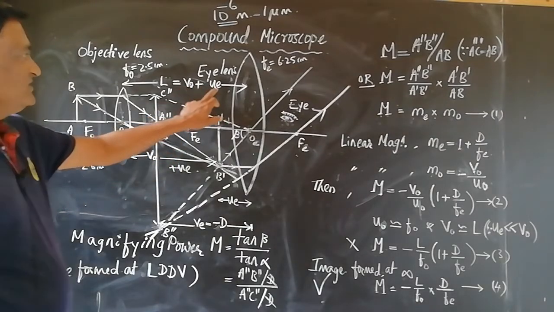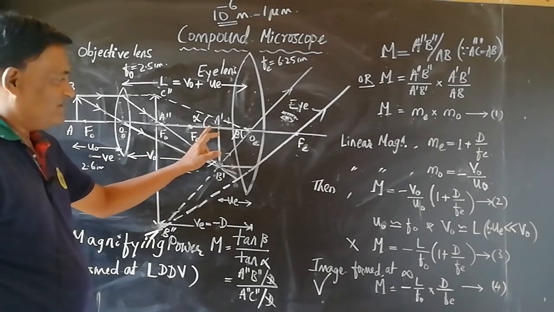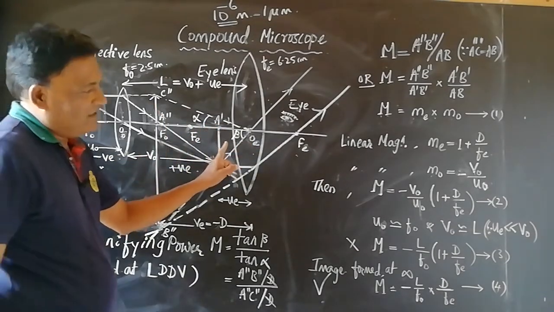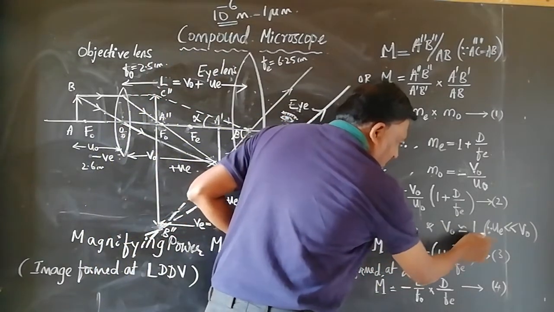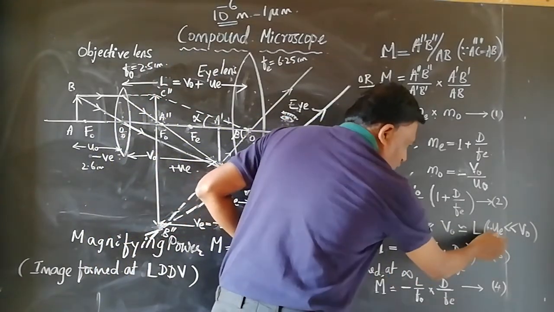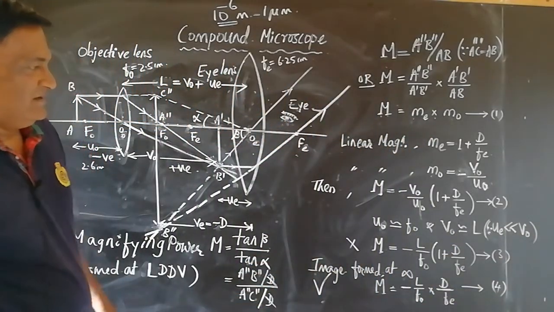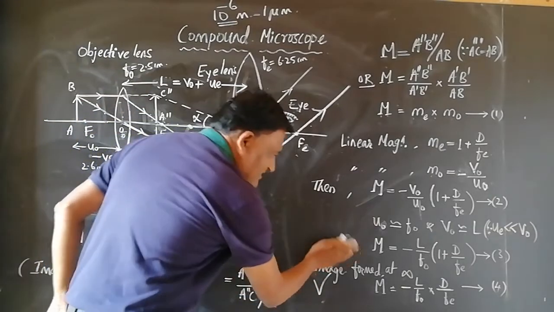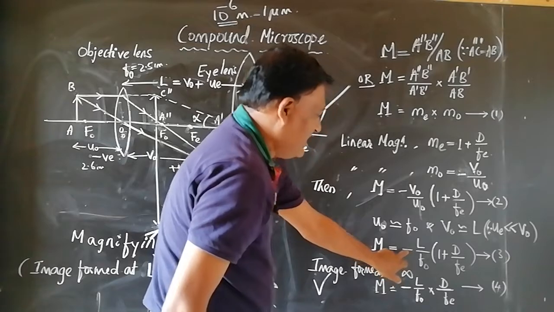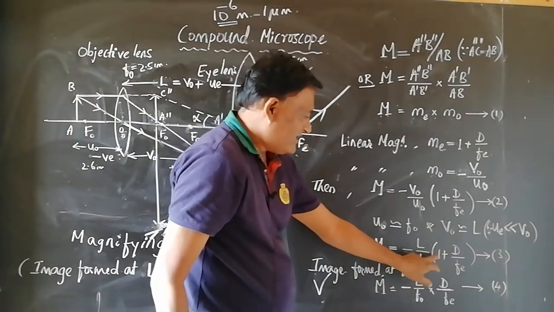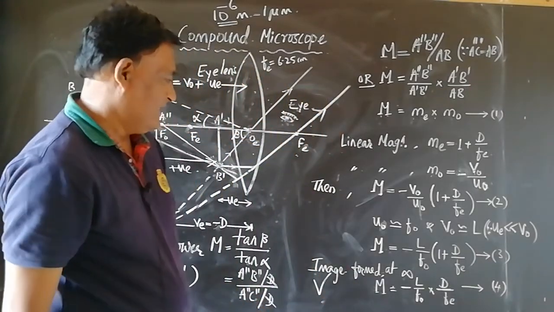Vo is too large, Ue is too small, since the image A dash B dash is made to form very close to the eye lens. That is why Vo is approximated to the length of the microscope, Ue being too small compared to the image distance Vo. Thereby we write the angular magnification as minus L by Fo into bracket 1 plus D by Fe. Let's call this equation 3.